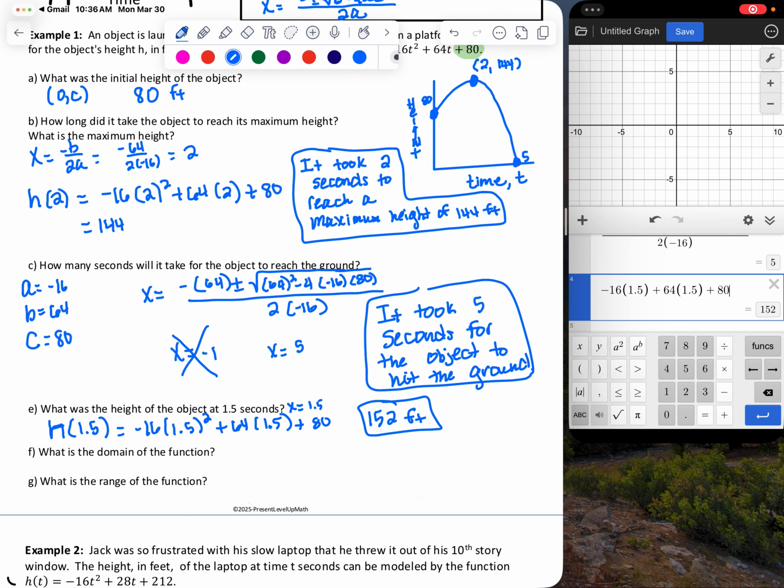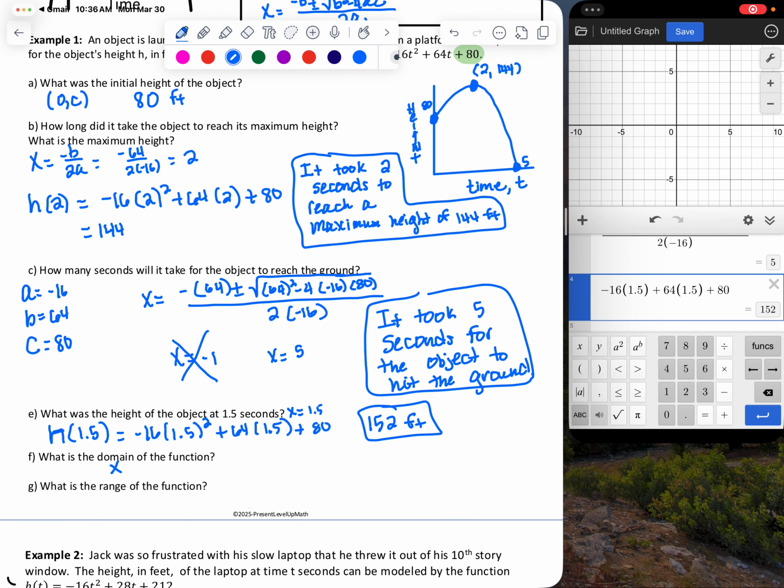Now, for the domain of the function, these are our x values. So we're talking about time. So our beginning time is going to be 0 seconds because we can't have negative numbers. And our ending time, in other words, what time did the object hit the ground? Well, it hit at 5 seconds. So I'm going to say 0 to 5, dealing with time, and then surround it by less than or equal to symbols. So the time of the function is 0 to 5 seconds.